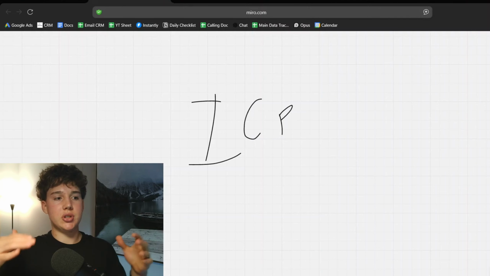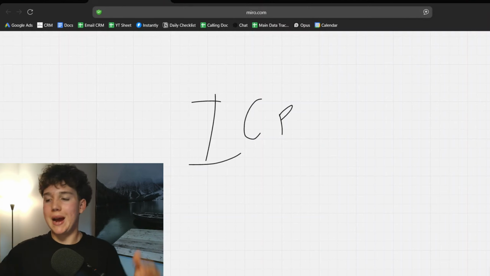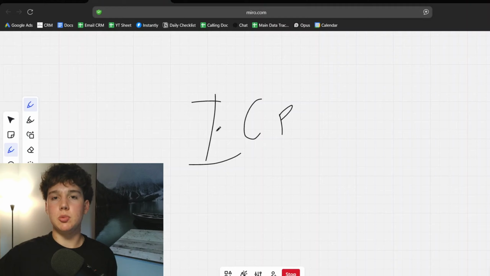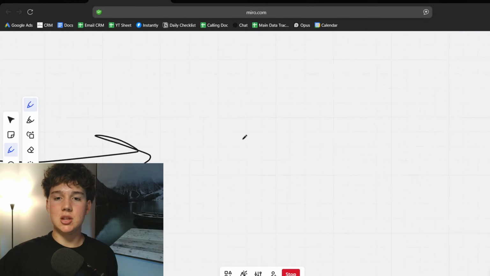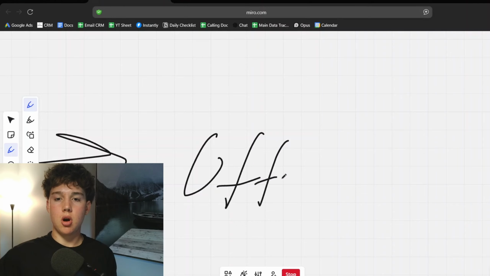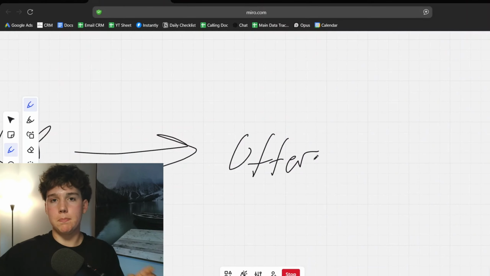For example, there's different sub niches: first time buyers, downsizers, upsizers, military relocation, stuff like that. First of all, come up with your ICP. Who are we actually targeting? Second, the most important part after the ICP is the offer. So what are we offering to these people? The offer is one of the biggest things in the ad.